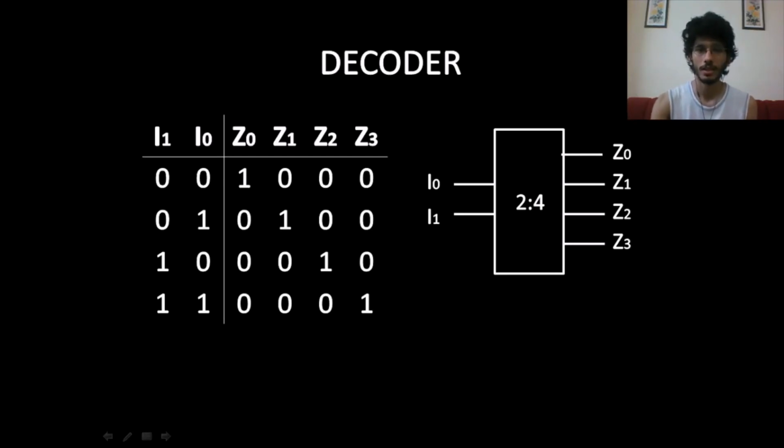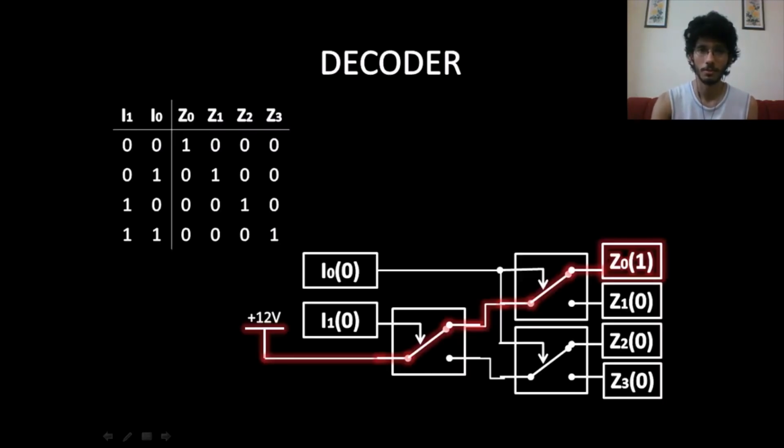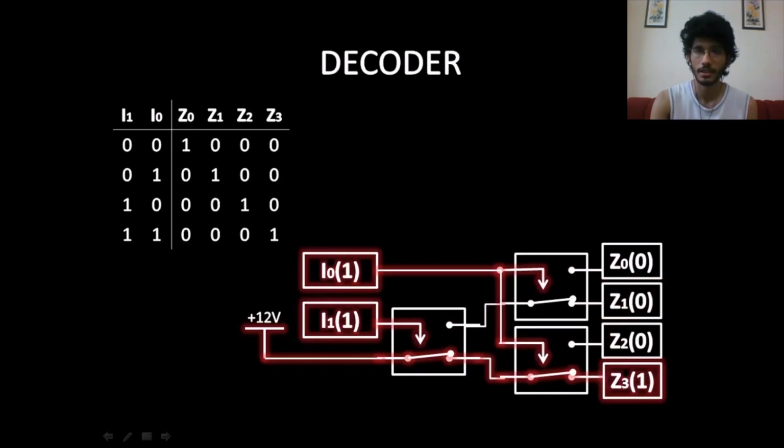And implementing the circuit is fairly simple. You just take your multiplexer and you flip it around. So instead of having 4 inputs and 1 output, you now have 4 outputs connected to 12 volts. So the output of the mux gets connected to 12 volts and the select lines get turned into inputs. So when inputs are 0, 0, then Z0 is connected to 12 volts, 0, 1, Z1 is connected, 1, 0, Z2 is connected, and 1, 1, Z3 is connected.